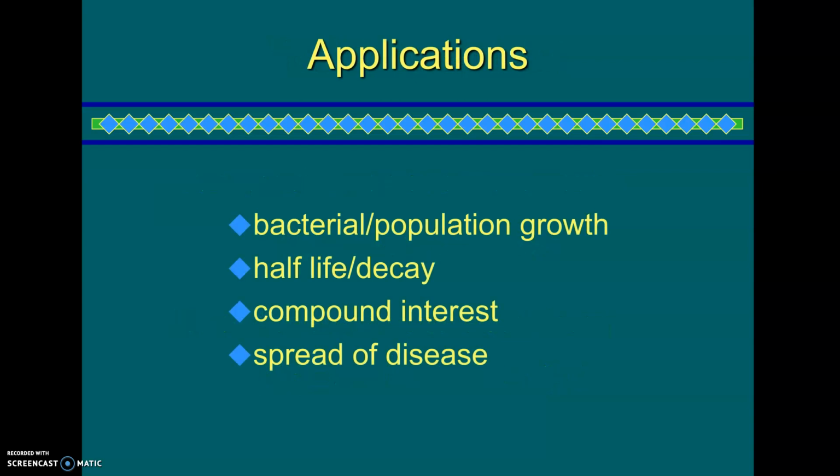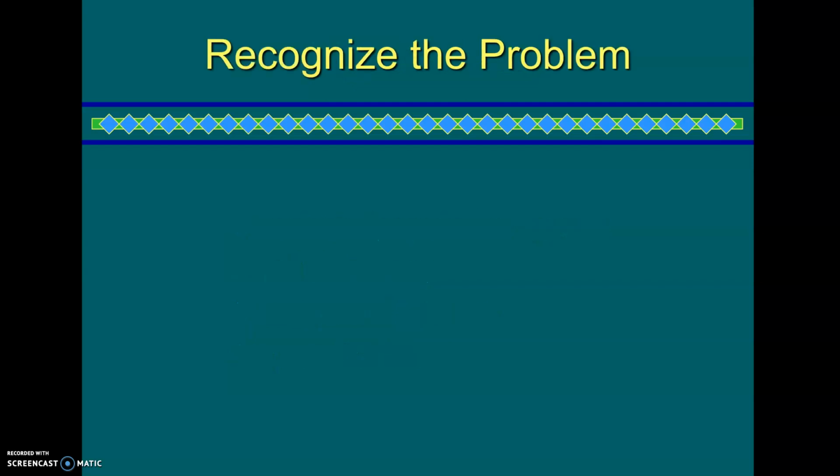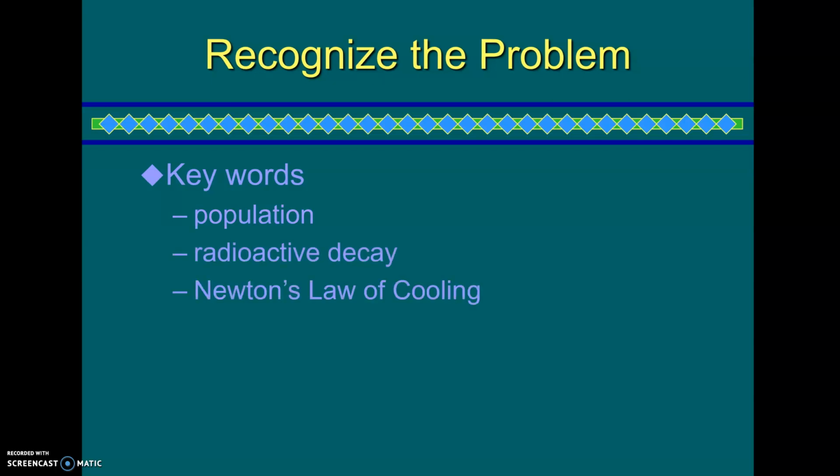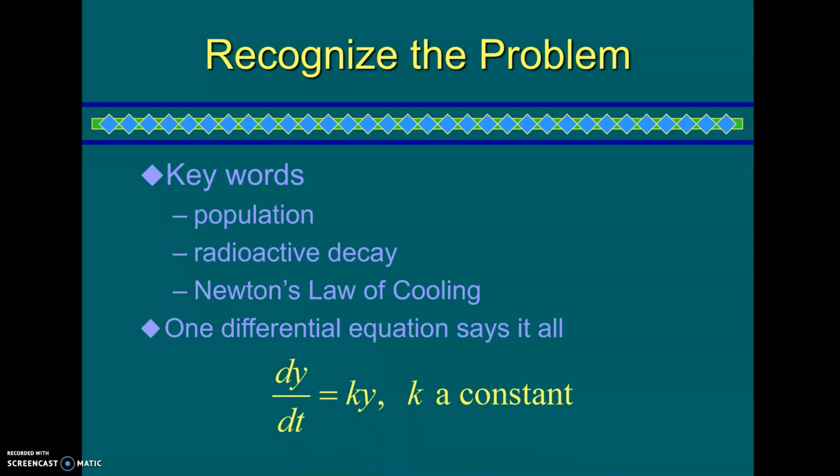So applications to this, we have bacterial or population growth, half-life decay problems, chemistry, compound interest, spreading disease. So keywords: population, radioactive decay, Newton's law of cooling, and there's one differential equation that says it all. I'm going to derive that lovely formula you saw on the other page. The derivative of y with respect to t is equal to some proportionality constant k times y.